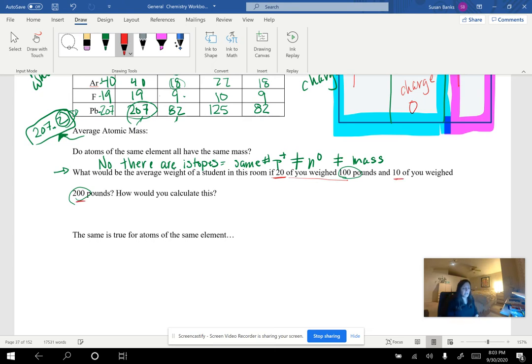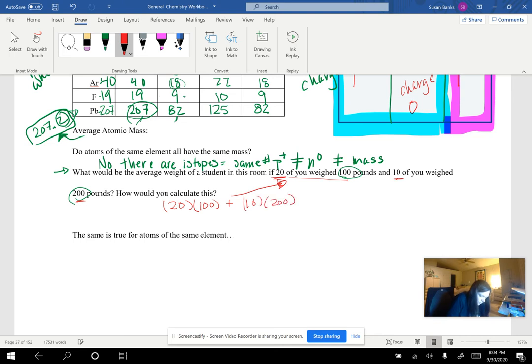So I've got to do what I call a weighted average. So this is how I would do it. I would have 20 multiplied by 100 for the 20 students that are weighing in at 100, plus I would add 10 multiplied by 200 for those of you who are weighing in at 200 pounds.